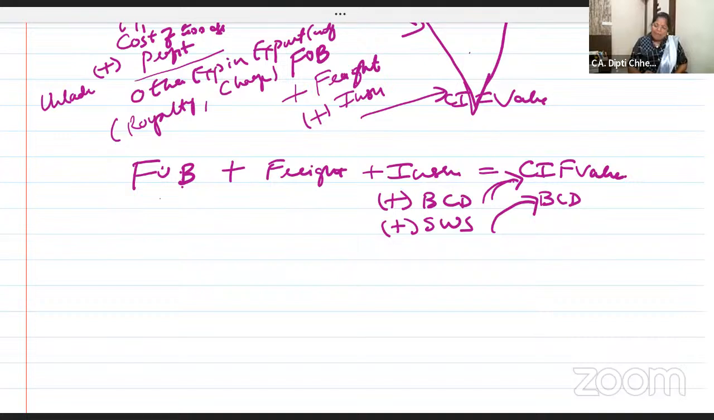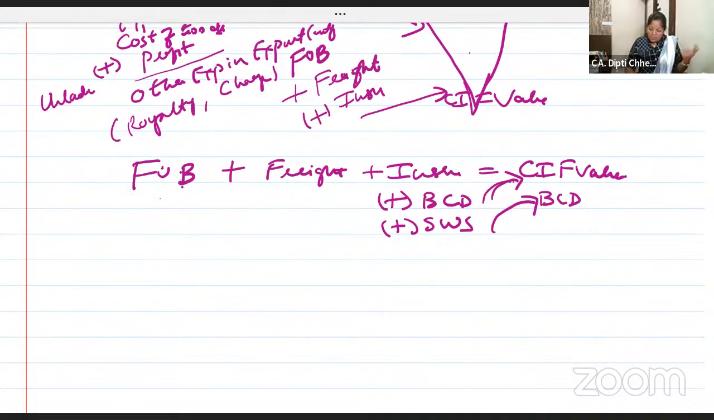Okay. Ma'am, if they give FOB value, you have to come to CIF. If they give CIF, then it's fine. Then why in the ninth problem were they going in reverse? There's a reason. I'll tell you. First you understand this basic format.